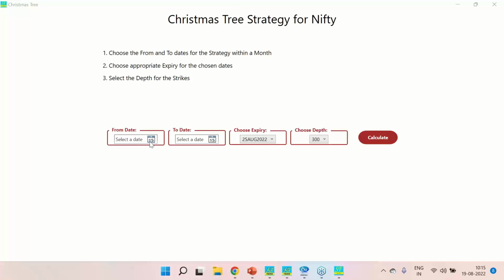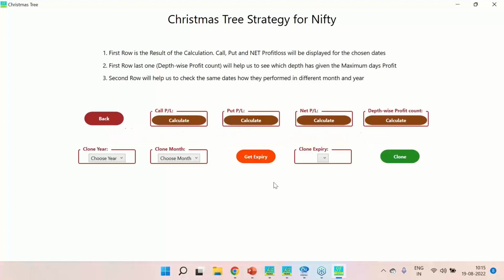Here first you should choose the from date. So I'm choosing August 1st, and then for to date I'm choosing August 12th, and then the expiry 25th August. Depth I'm choosing the value 500. So with these three things, from date, to date, expiry, and depth, we're going to calculate the profit and loss. So we are going to form the strategy as well as calculate the profit and loss.